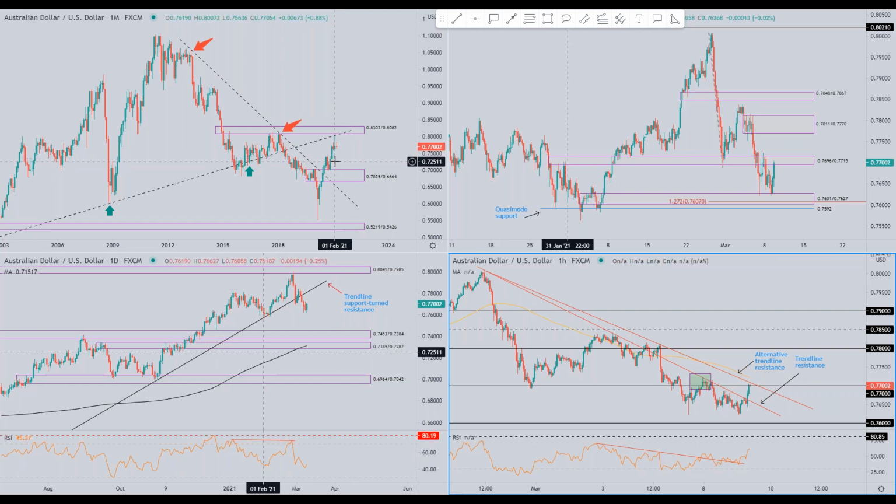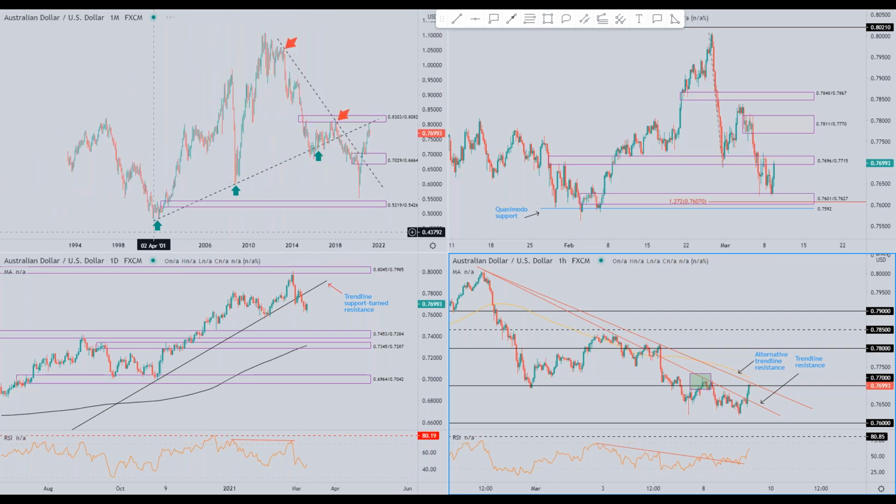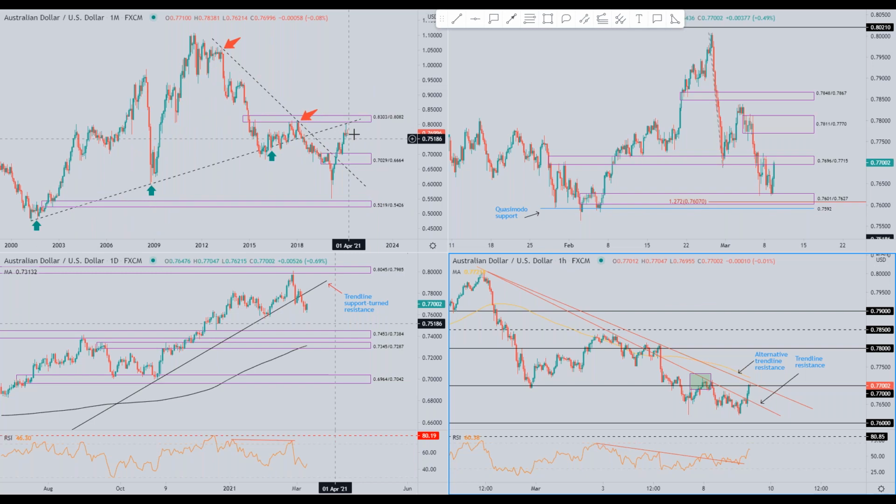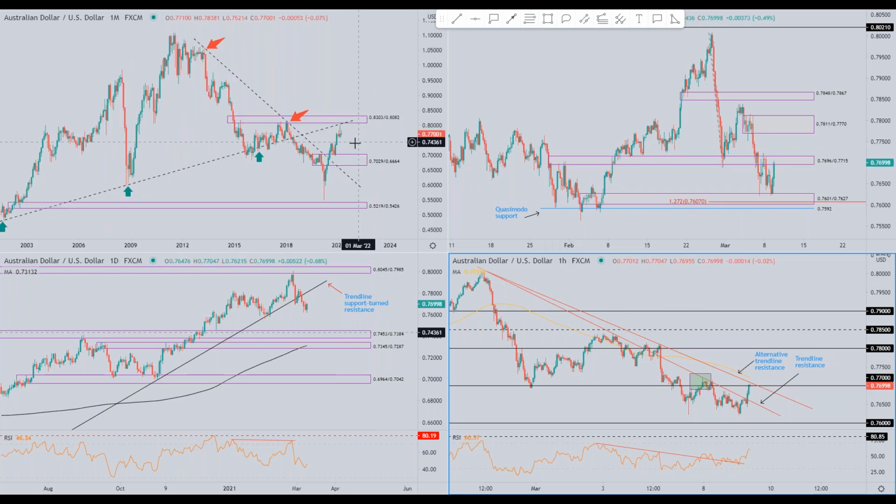And when a shooting star forms on the monthly time frame, just around the underside of a supply zone here at 83.03, 80.82, and a trend line support turned resistance, we should pay attention, right? So with this in mind, we know that the sellers could potentially make a run for things. They could potentially take the wheel.